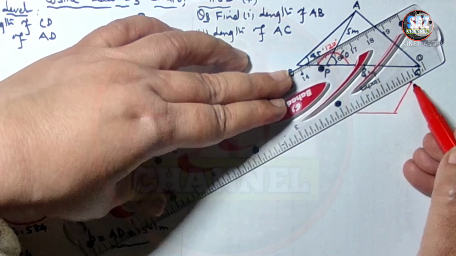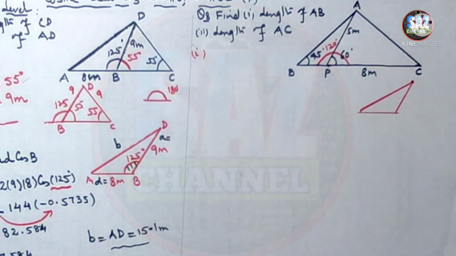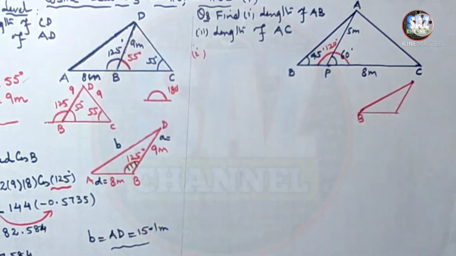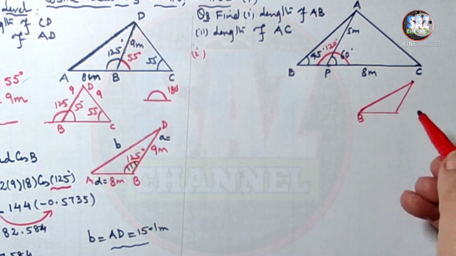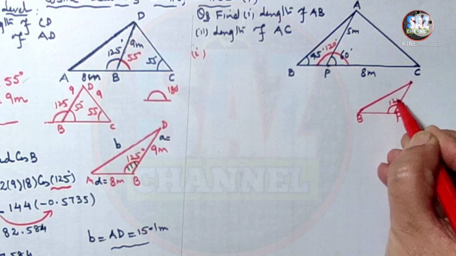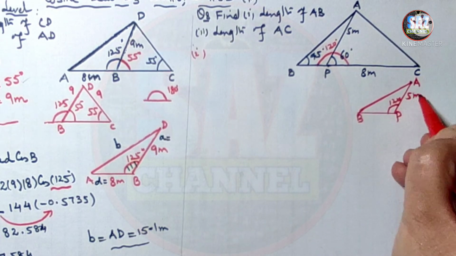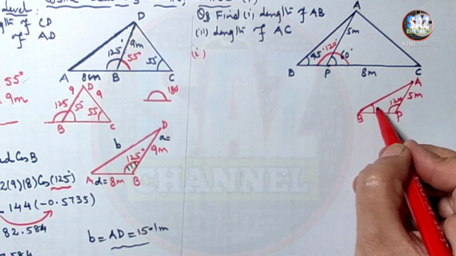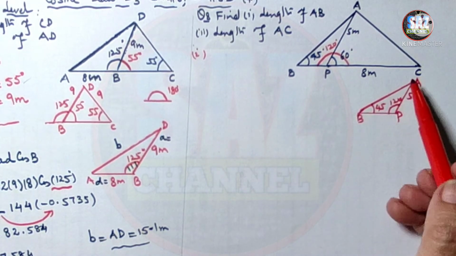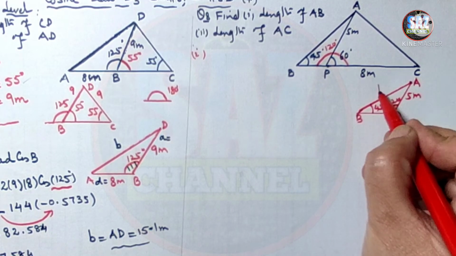Okay, in this way the question and the part will become more prominent to you. This is B, this is P, and this angle is 120 degrees, and this is A, this is 5 meters and 45 degrees. Now think that we need to find AB, which is the length P.